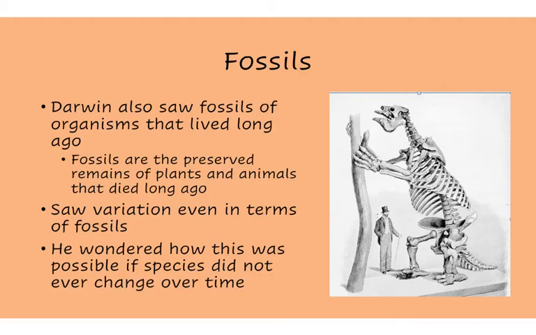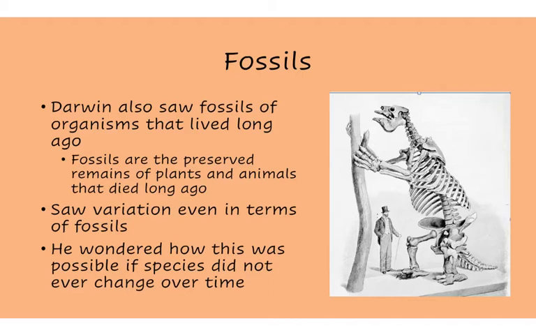And so today we know that sloths are really slow moving, they're really small creatures. They don't have a lot of energy. Their food sources don't provide them with a lot of energy, and so they can't move at very fast speeds. Anyway, we know that today sloths are quite small. Well, Darwin found fossilized remains of giant sloths. So he saw variation even in terms of fossils. So what he saw is that over time, the sloths became smaller.